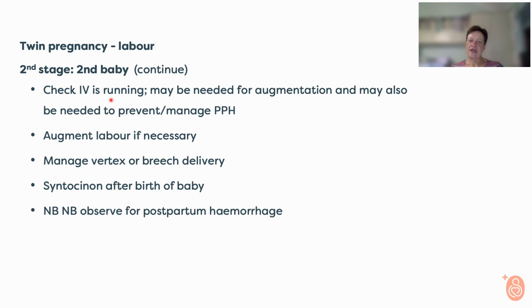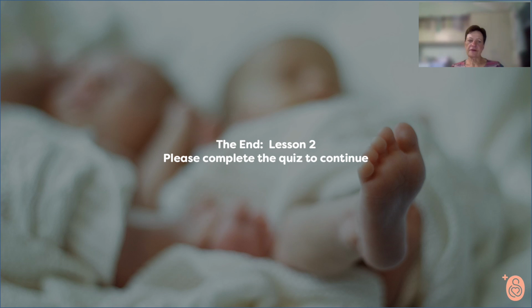And as we've also said, there's a very high incidence of postpartum hemorrhage. So we augment the labor if necessary, and then we manage the delivery, whether a vertex or a breech delivery. Then we can give syntocin to the mother after the birth of the baby, after we've made sure that there's not a third baby as well. And then, very important, as I've said many times now, is the possibility of a postpartum hemorrhage, for which we should observe the patient. And that brings us to the end of multiple pregnancy and its management, specifically the management of the second stage of the second twin.